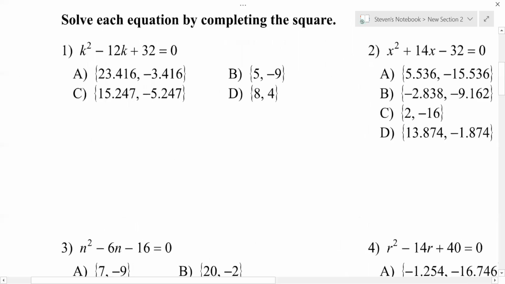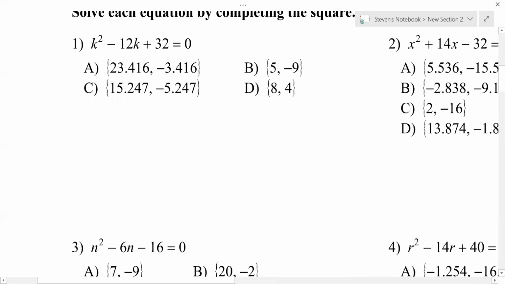Let's do the first one here. It's kind of annoying, these answers are in the way here, so I'm just going to rewrite the question right here. So k squared minus 12k plus 32 equals 0. We're going to solve it by completing the square. So when we complete the square, we want the c term to be on the other side of the equal sign. So I'm just going to do that by using the inverse operation. So in this case, minus 32, both sides.